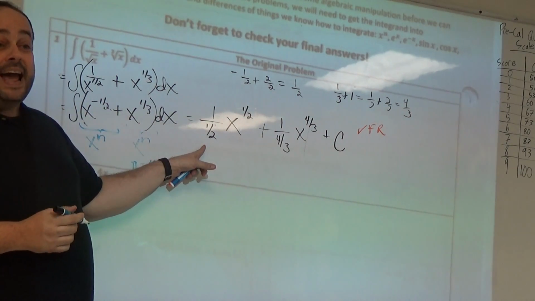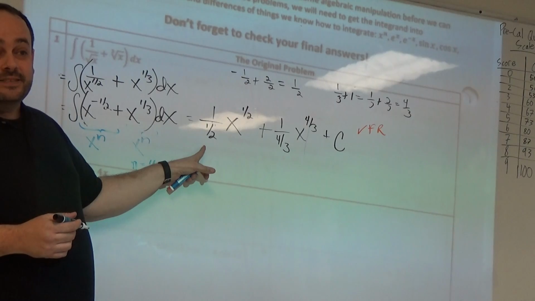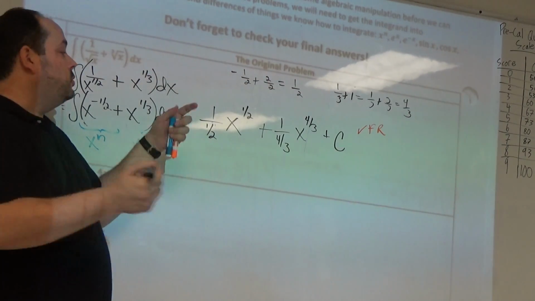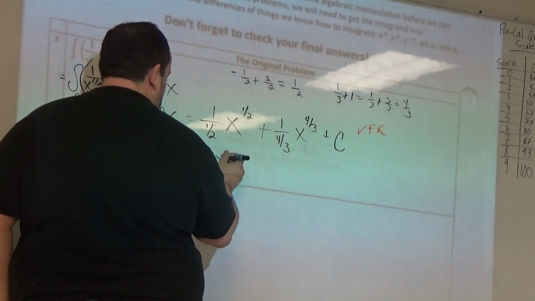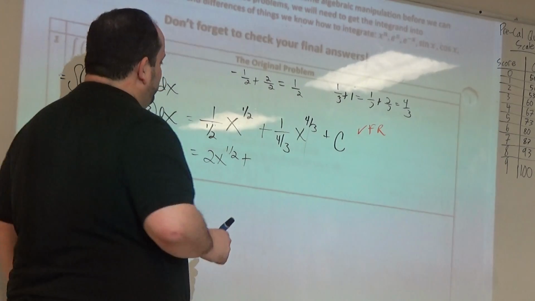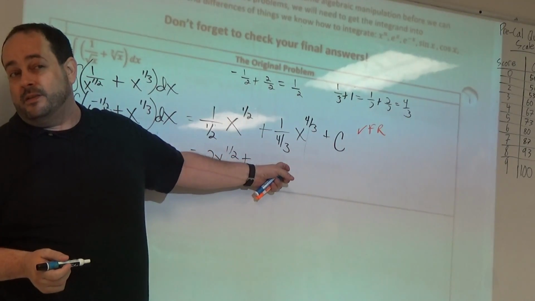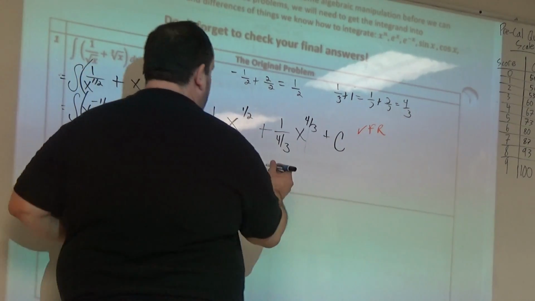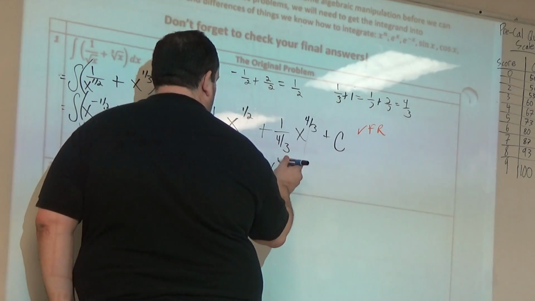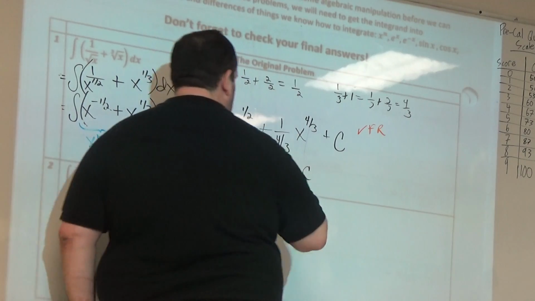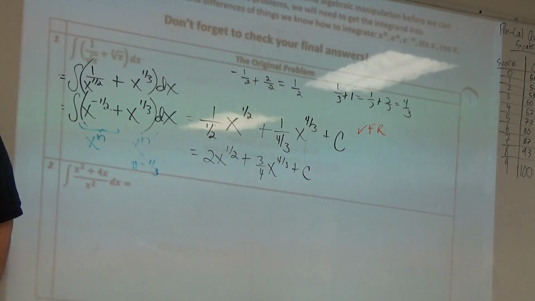So 1 divided by a half is really the same thing as 2. Good. So 2x to the 1/2. 1 divided by 4/3 is 3 over 4. 3 over 4 x to the 4/3 plus C. Maybe that's the answer. But I could do more.